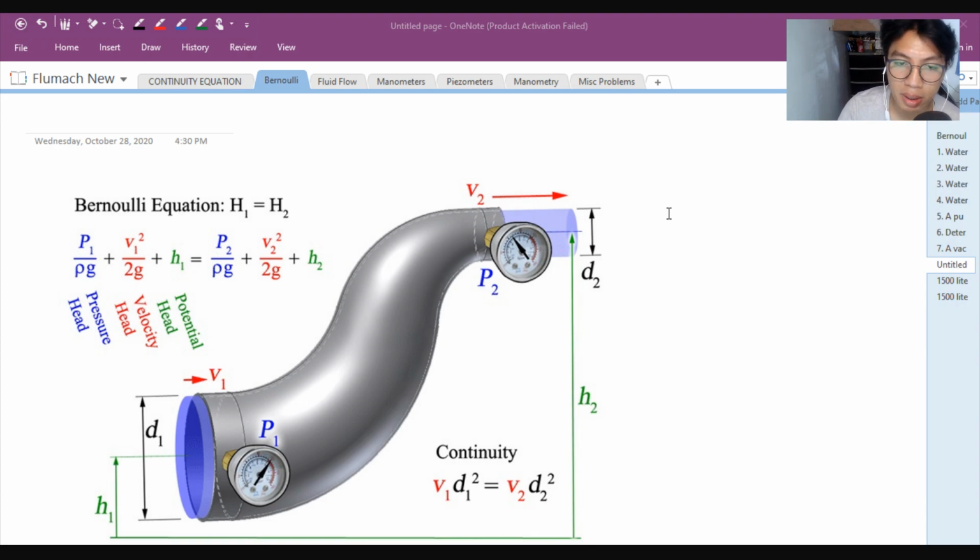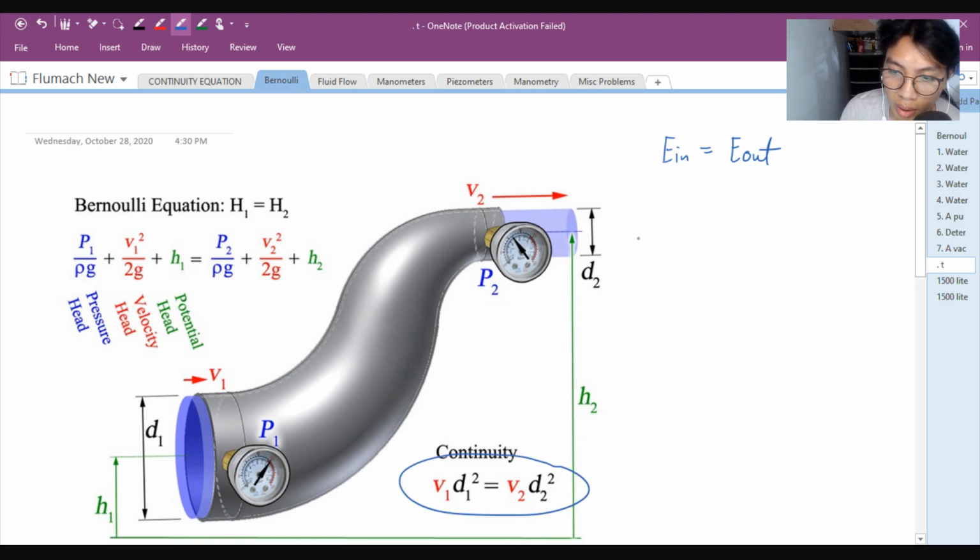What did I say? Pagdating ng Bernoulli equation, the energy that is entering at the suction will be equal to the energy that will be going out the discharge. So, E in is equal to E out. For the continuity equation, we have this equation.